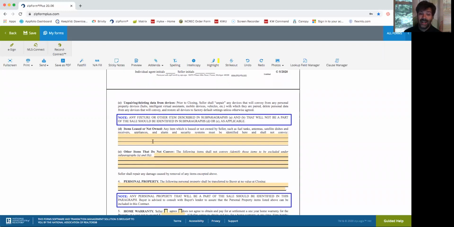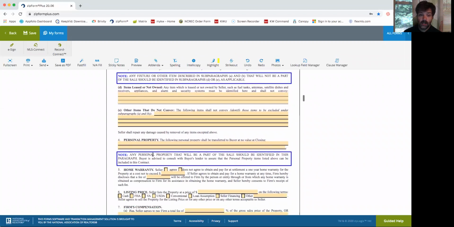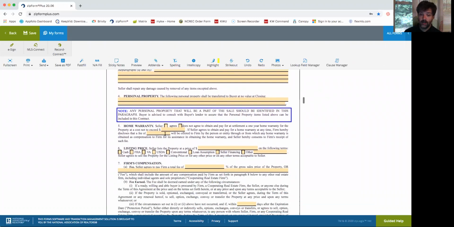Also, make sure you identify any items that might be leased, for example, security systems or fuel tanks. Those are not able to be conveyed by the seller because the seller doesn't own those. If there's any personal property that the buyer or the seller wishes to transfer to the buyer at closing as a part of this listing agreement, we can include that here.